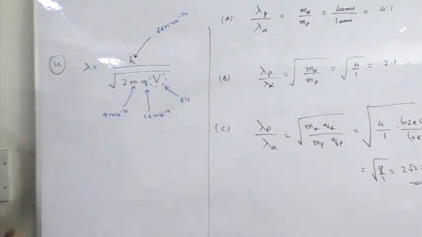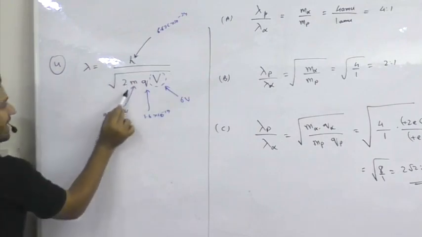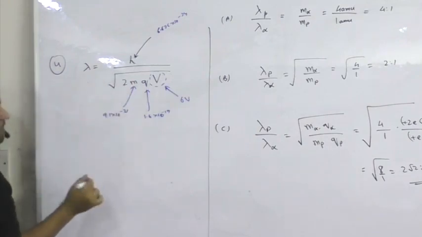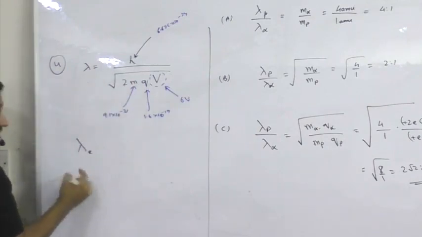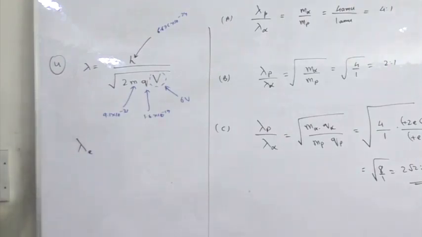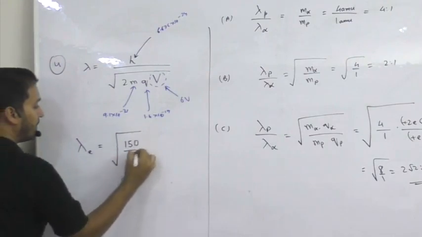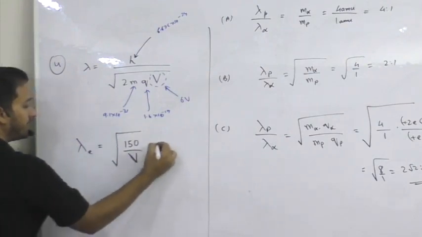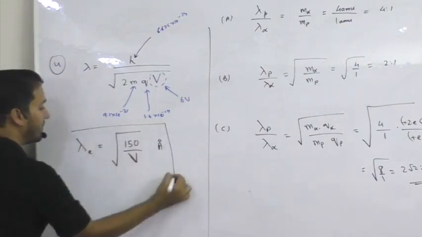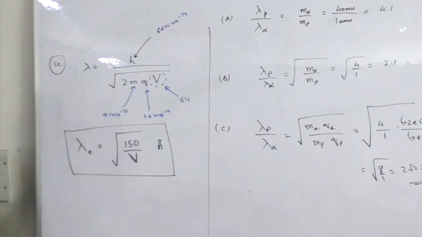So what I'll do is I'll give you a shortcut. h, m, q, 2, all these values are known. You can calculate the de Broglie wavelength of an electron directly using this result, square root of 150 by V. And this will give you directly the wavelength in Armstrongs. Please remember this trick.